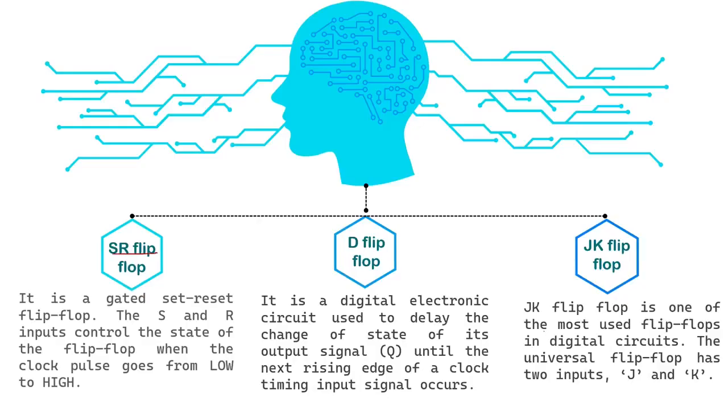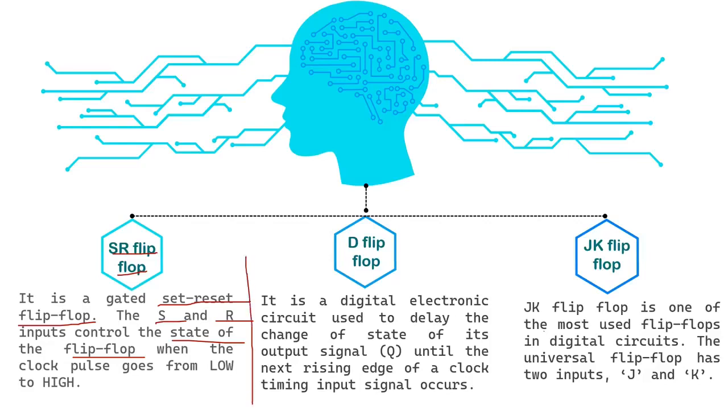So this is the SR flip-flop. It is a gated set reset flip-flop, and we'll have two inputs, S and R. These inputs control the state of the flip-flop when the clock pulse goes from low to high. What is a clock? A clock is a signal which will have the value either 0 or 1.